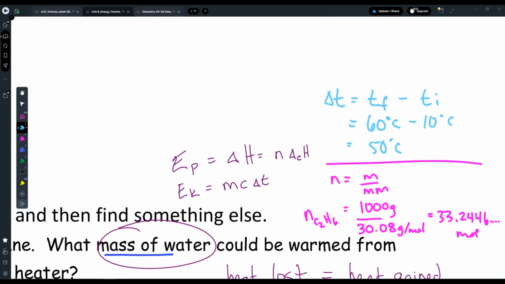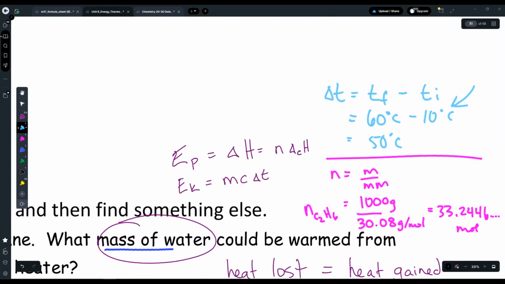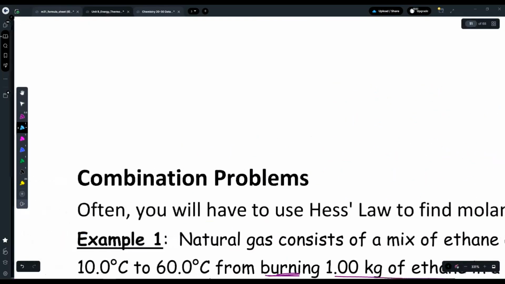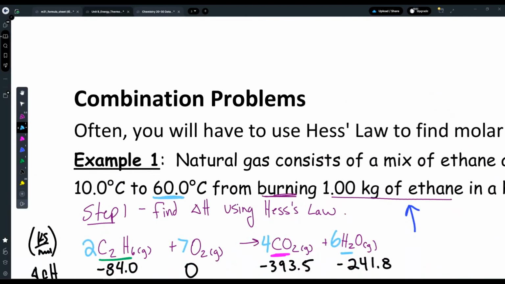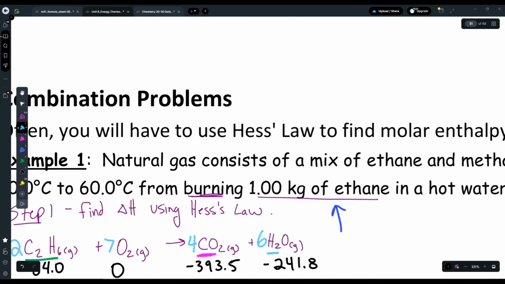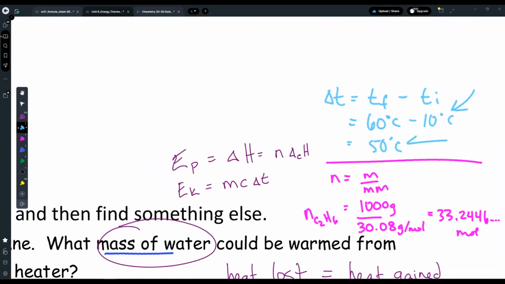So keep in mind here, if you were wondering about this change in temperature, where I just wrote 60 and 10, and I didn't write 60.0 and 10.0, keep in mind I'm not worried about sig digs for this answer of 50 degrees Celsius because it's not a final answer.